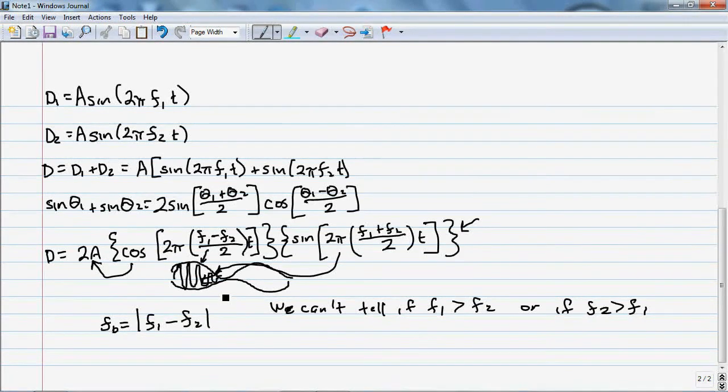So beat frequencies are real. They can be used in different applications, and you'll actually have a homework problem, actually an exam problem, that will use beat frequency and our next topic, Doppler, together, and come up with a solution to the problem.